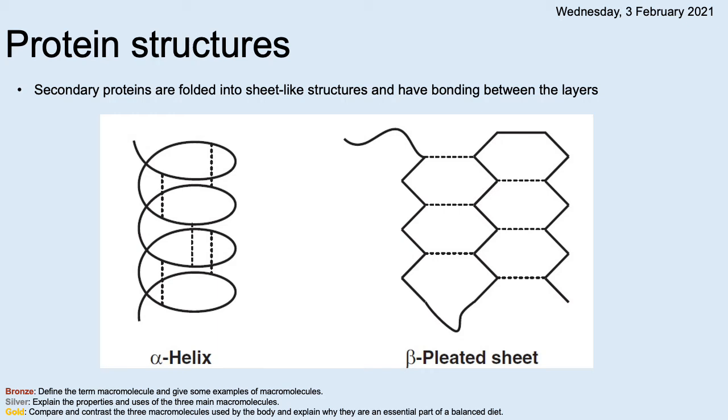So you've got secondary proteins, which are folded into sheet-like structures and have bonding between the layers. These are not really bonds, they're more like interactions, but call them bonding in this instance. So you've got 2 different shapes you can have: an alpha helix or a beta pleated sheet. You do not need to know these names really, not at this level anyway.